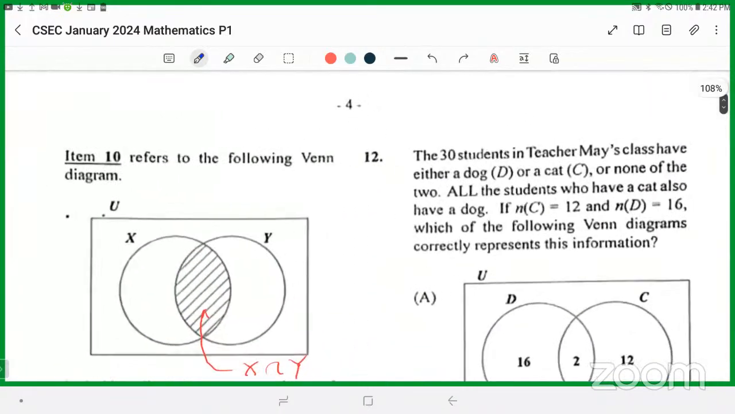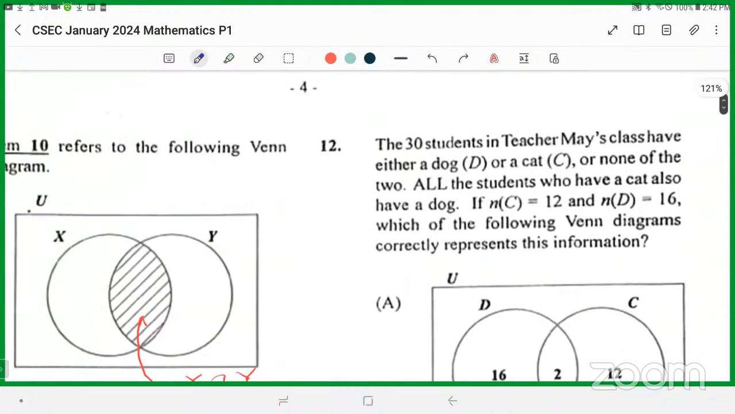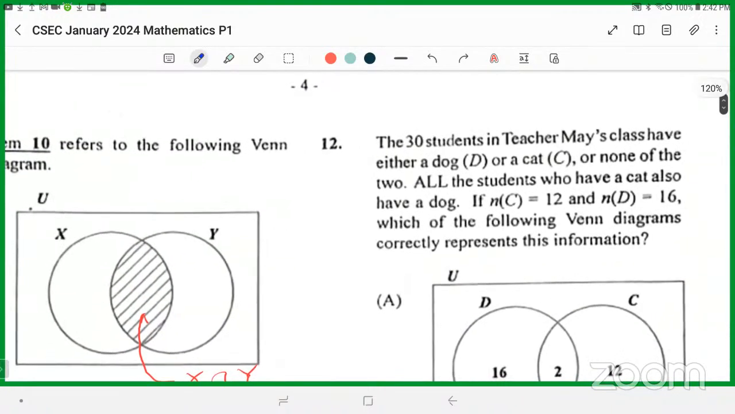So this one says 30 students in teacher May's class. They either have a dog or a cat, or none of the two. So they either have a dog or a cat, or they have none.